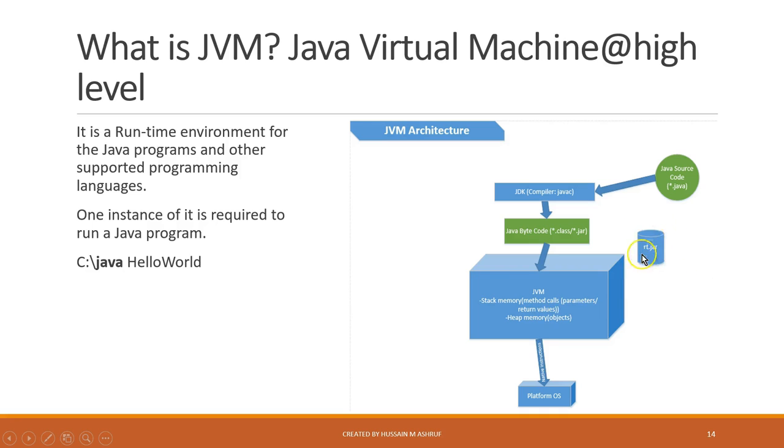rt.jar is the compressed jar file which comes with the JDK, or Java Development Kit. After this happens, native instructions are executed on the platform operating system, such as Linux, Windows, Mac, Unix, and so on. Hope it makes sense. Let us move forward.